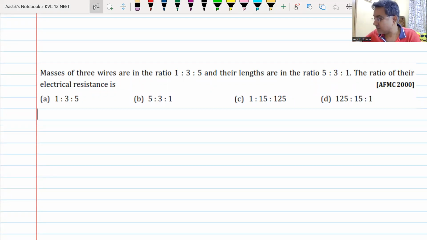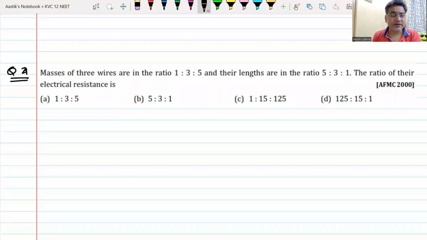Masses. For the first time, masses have come into the picture. Question number 4, I guess. Masses of 3 wires are in the ratio 1 is to 3 is to 5. They are made up of the same material. It is not given, but we'll assume that they are made up of the same material. Their length is in the ratio 5 is to 3 is to 1. What is the ratio of their electrical resistance?